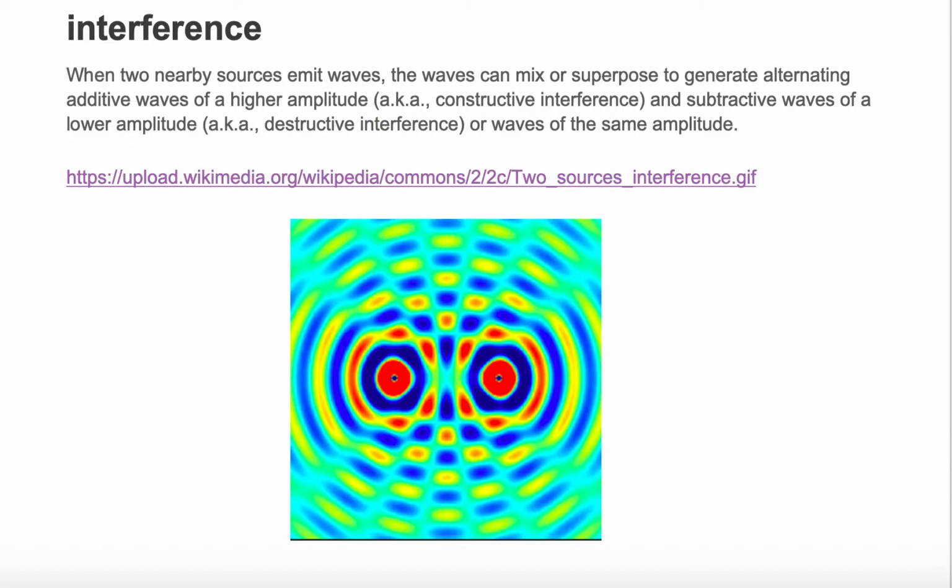Interference is when two nearby sources emit waves, and the waves can mix or superpose to generate alternating additive waves of higher amplitude, also known as constructive interference, and subtractive waves of lower amplitude, also known as destructive interference, or waves of the same amplitude.